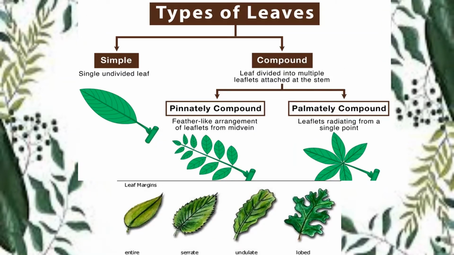Now moving to the types of leaf. Leaves are mainly of two types, simple and compound. See, a simple leaf is a single undivided leaf. But a compound leaf is divided into multiple leaflets attached at the stem. Along the main stem, multiple leaflets are attached. It is not a single leaf. So it is divided.